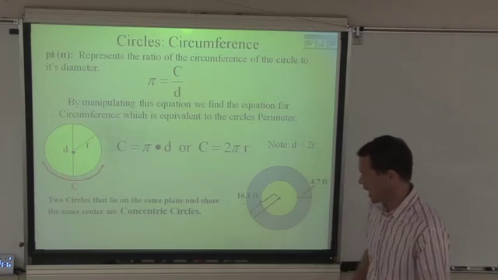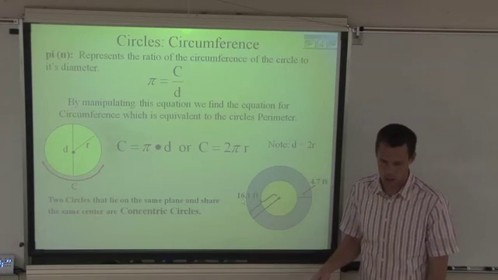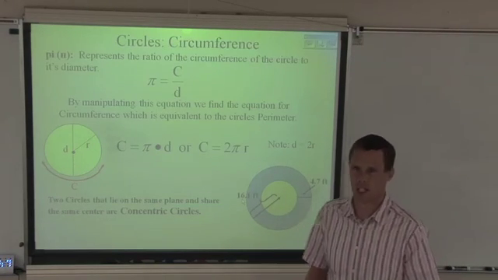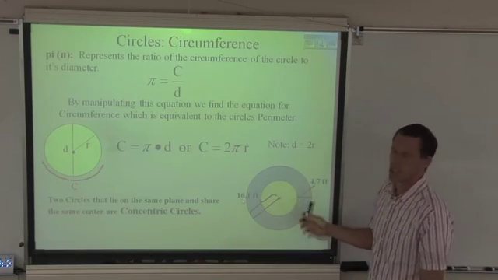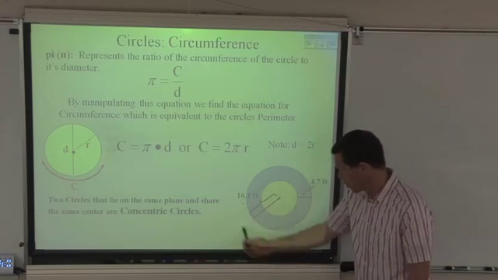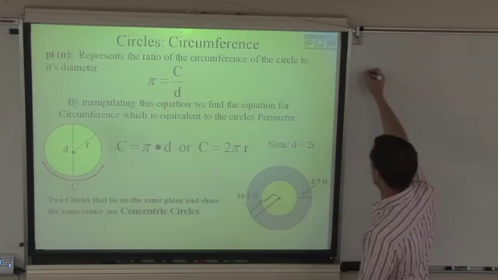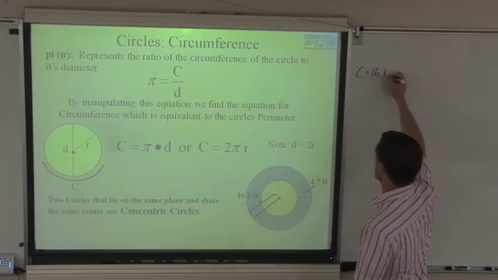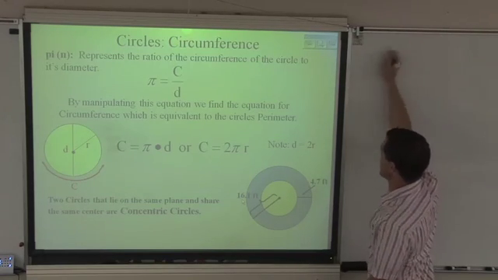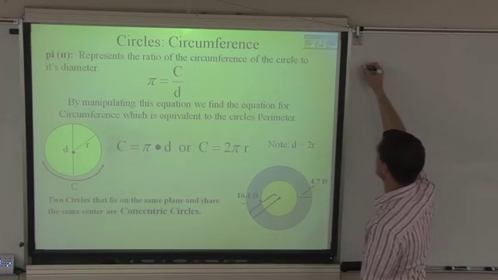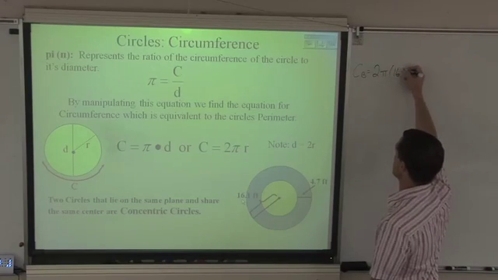So here are 2 circles that lie on the same plane and share the same center. These are called concentric circles. One interesting thing you could do with concentric circles is figure out, well, what would be the circumference of the yellow circle compared to the circumference of the blue circle? Well, it appears the blue circle has a radius of 16.1 feet. So the circumference of the blue is equal to 2 times pi times 16.1.